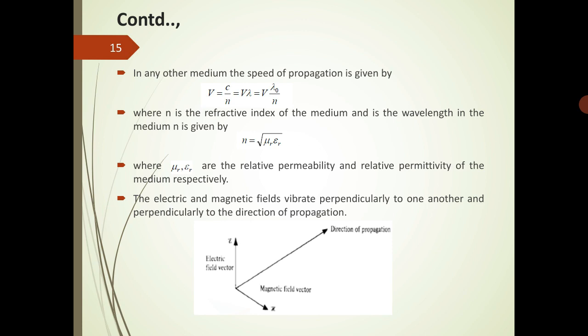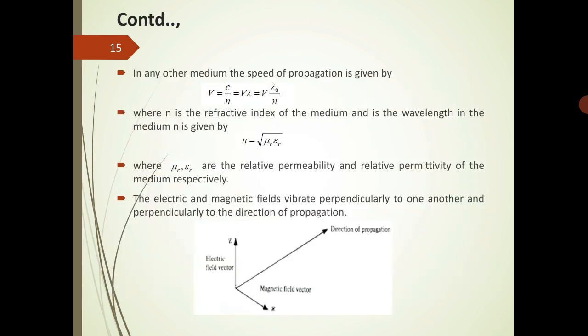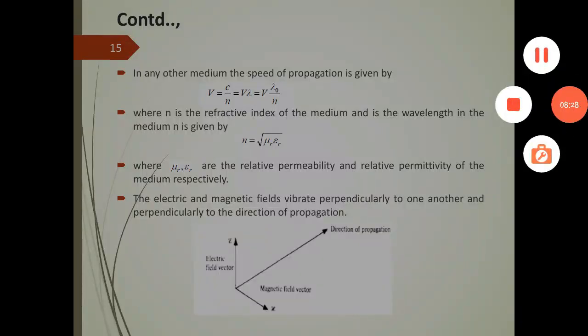Fine. So n is the refractive index of the medium, like air and water and whatever it may be. So n is equal to the square root of mu r into epsilon r. Mu r and epsilon r are the relative permeability and the permittivity of the medium respectively. Fine.